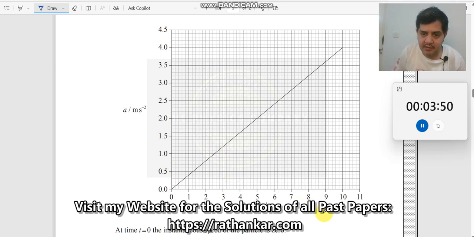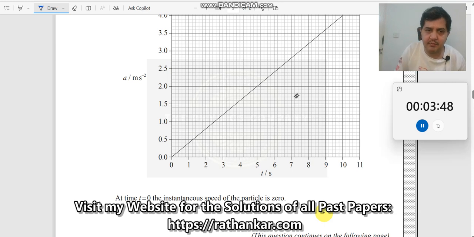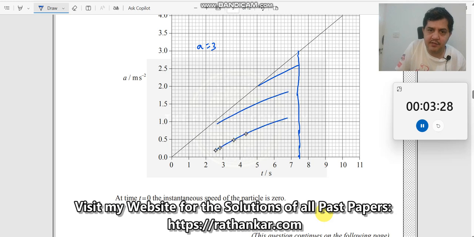Simple. So at t equal to 7.5, which should be somewhere over here, if I draw a vertical line here, it will intersect at this point. What is the value here? The acceleration at this point is a equal to 3. Now find out the area of this.